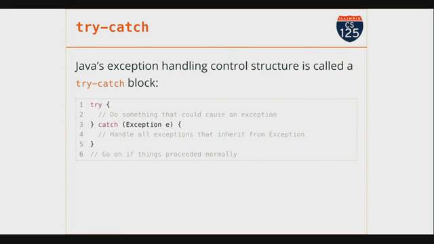Particularly the call stack, as one function calls another function, calls another function. All right, so this is the control structure that I use for handling exceptions. There are two main blocks to this. The first one is a try.